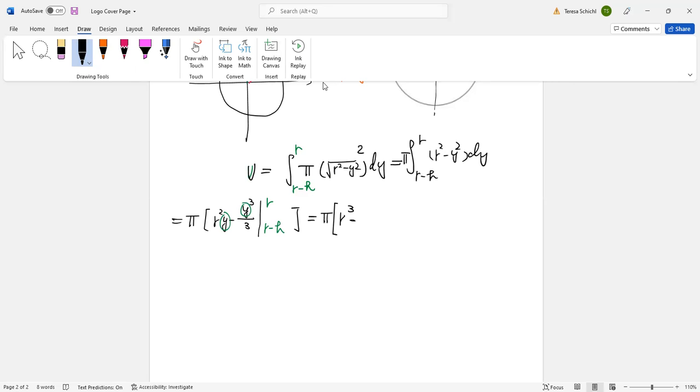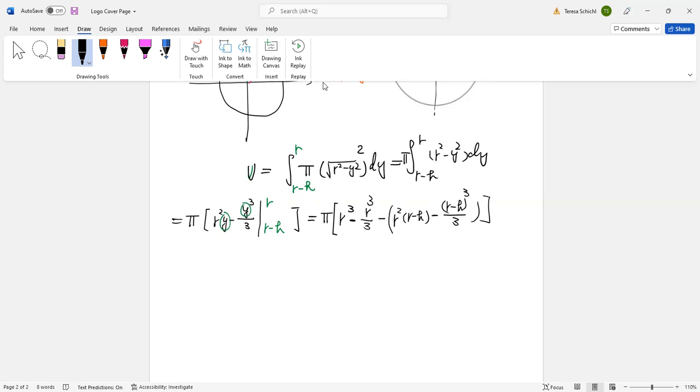Cube minus 3r to the cube, correct? And then minus, you substitute the lower bound. So this will be r squared, r minus h, and minus 3, this is r minus h to the cube here, okay?